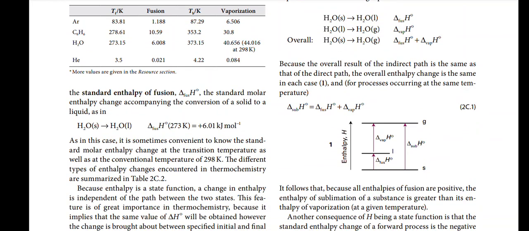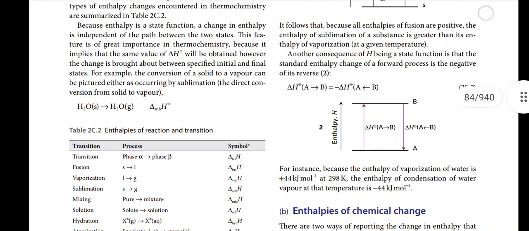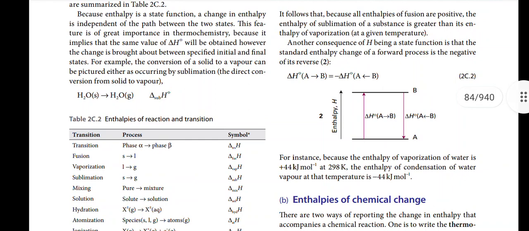So, standard enthalpy of sublimation is equal to standard enthalpy of fusion plus standard enthalpy of vaporization. It follows that because all enthalpies of fusion are positive, the enthalpy of sublimation of a substance is greater than its enthalpy of vaporization at a given temperature.